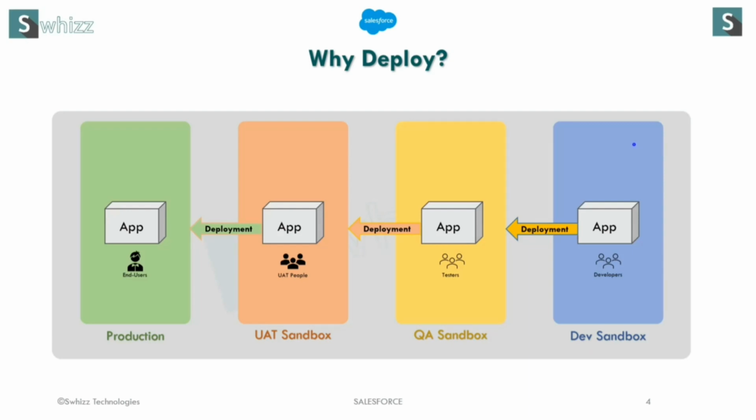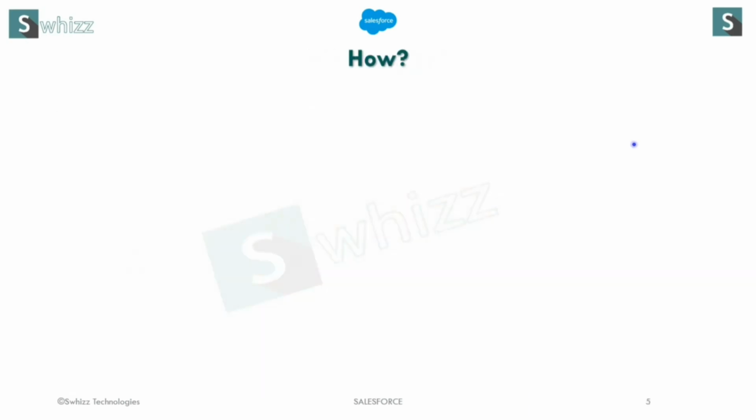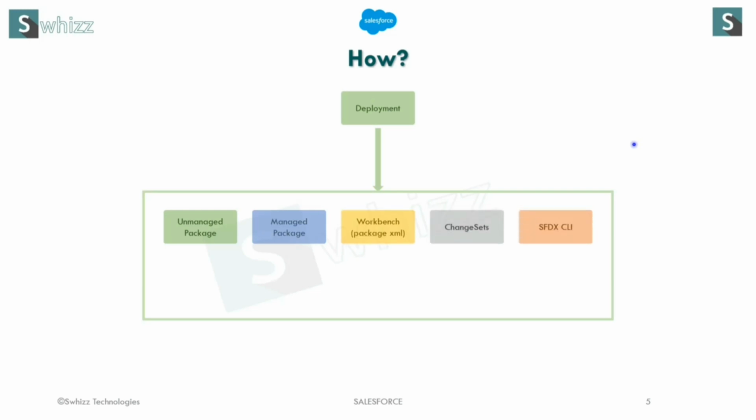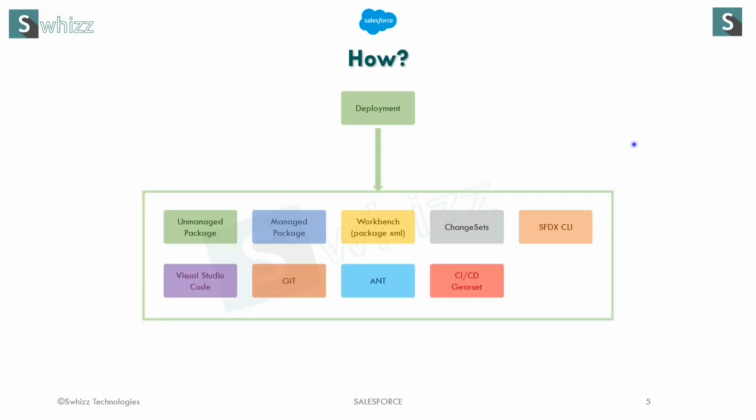Okay, fine. Now how can we deploy things here? Deployment can be done via many processes. The first one is using unmanaged packages, managed packages, workbench, change sets, SFDX CLI, command line interface, Visual Studio Code, Git, and CI/CD tools, and many more tools like Copado, Flosum, etc.